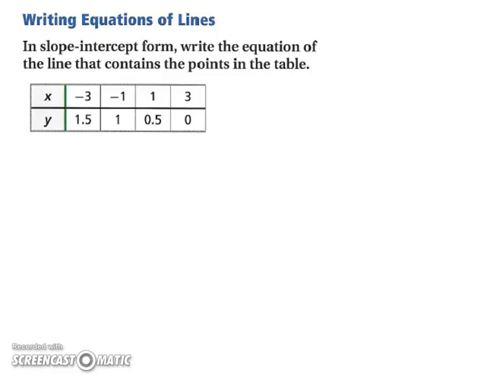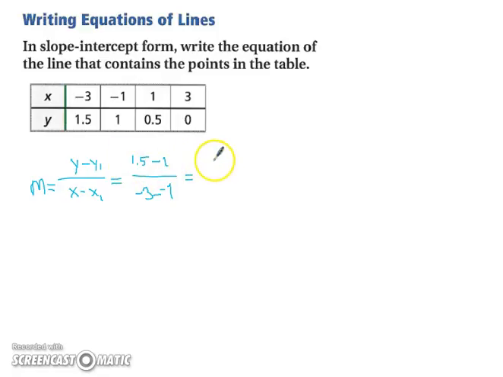Alright, so writing equations of lines. In slope-intercept form, write the equation of the line that contains the points in the table. No matter which formula you're using, you still need your m value. In this case, to find our m value, we're going to have to find our slope. So y minus y1 over x minus x1. Or we can think of that as 1.5 minus 1 over negative 3 minus negative 1.